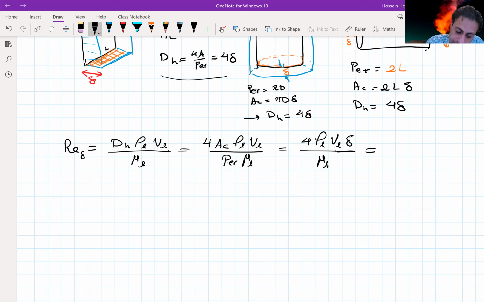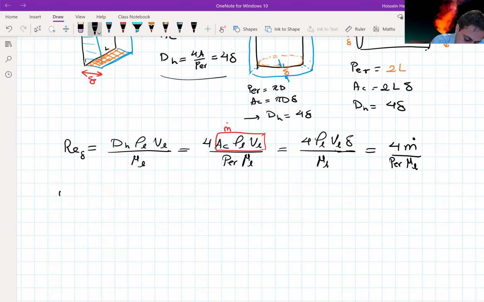Or here, actually, if you look at this equation, this term is rho VA, and that's going to be the mass flow rate that is flowing down. So this one is going to be equal to 4 m dot divided by this perimeter that we have, times mu L. This is the way that we are going to evaluate the Reynolds number.